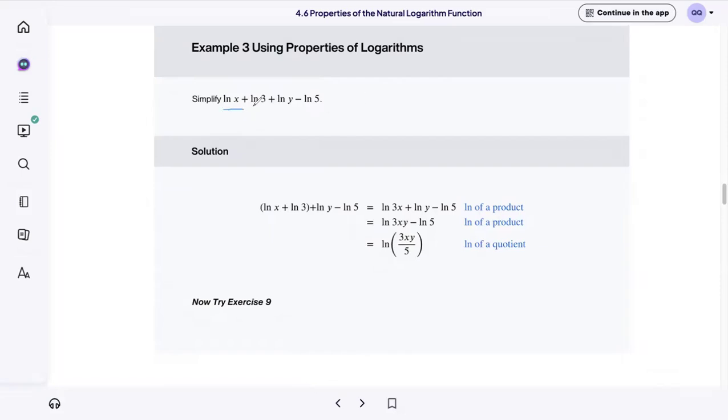This one has ln 3, ln x, ln y minus. If it's a plus, I just multiply them. I have x times 3 times y. If it's a minus, I just divide them. So simplify, this becomes 3xy divided by 5.